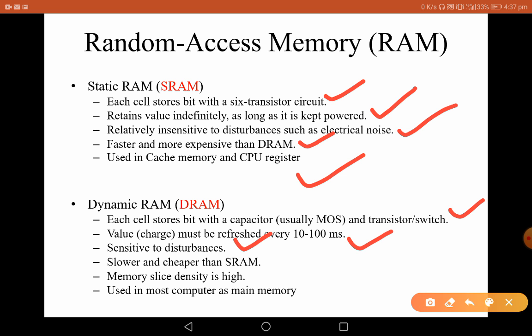And it is sensitive to disturbance. Why? Because the capacitor is always open to noise, as it has less impedance at high frequency. So high frequency noise can disturb the capacitor. It is cheaper, because the memory density is much higher, so it's obviously cheaper. And all computers use it as main memory.